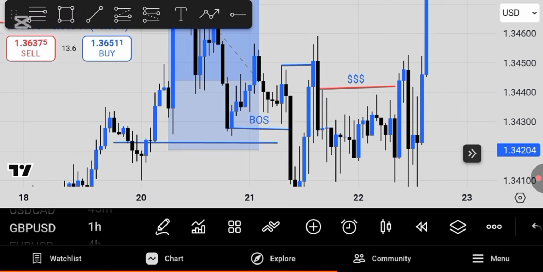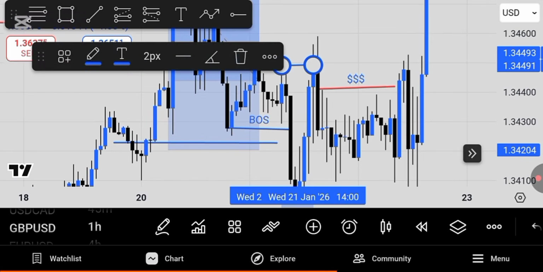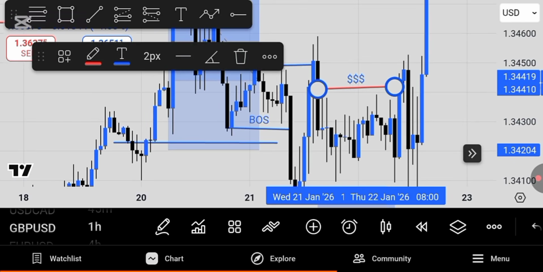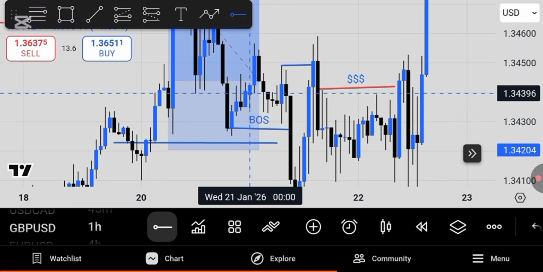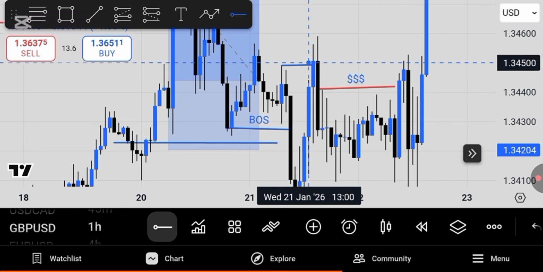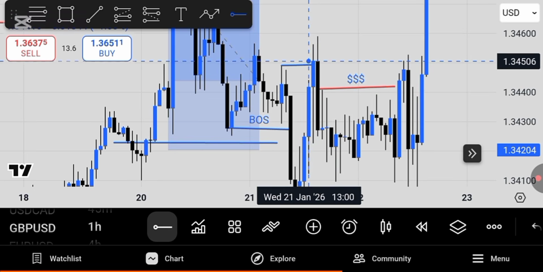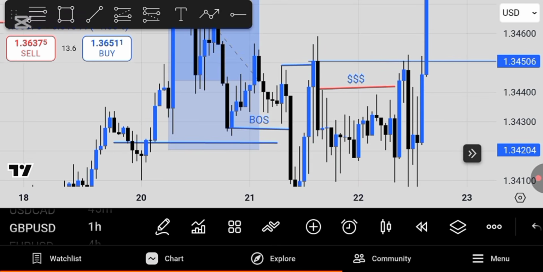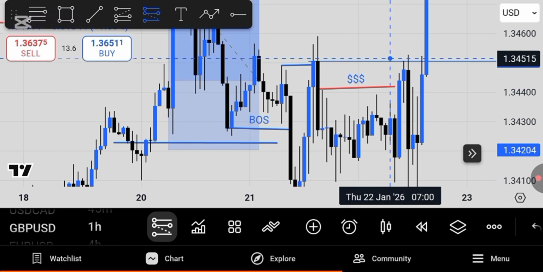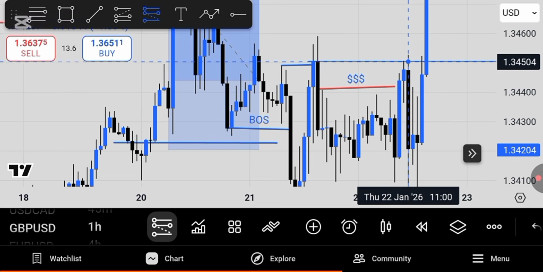You see, now we had the sweep of liquidity, the break of structure, and the liquidity, which are our categories of a good POI. So what do we do? We then mark our apex level. Where is our apex level? This is our apex level in this case. We then mark our apex level, then enter from the apex level.